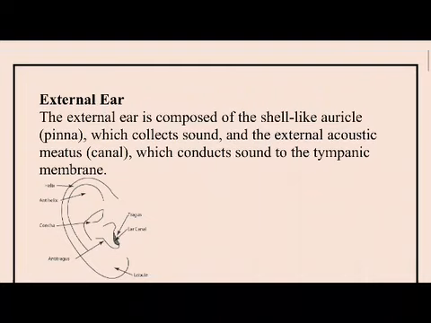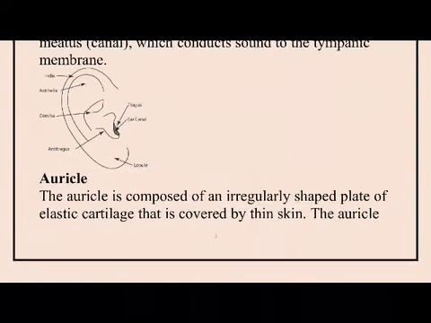Right here is an illustration of the external ear. You can see the pinna there, and then you can see the opening that leads to the external acoustic meatus. Now, what about the auricle? Let me talk about the auricle.